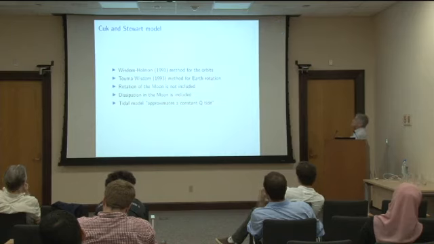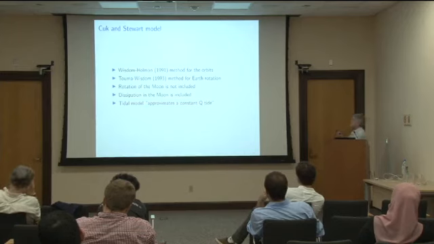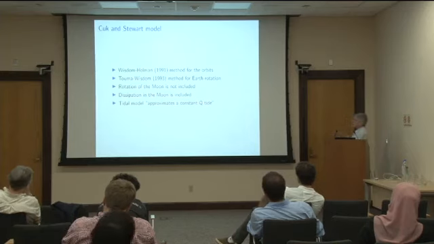So this is the Chuk and Stewart model. They use our orbital integrator, and they use Jihad's Lie-Poisson method for Earth rotation. They didn't include the Moon's rotation, I believe, but they included dissipation in the Moon. And then they had an ad hoc model of tides, which I disagree with.